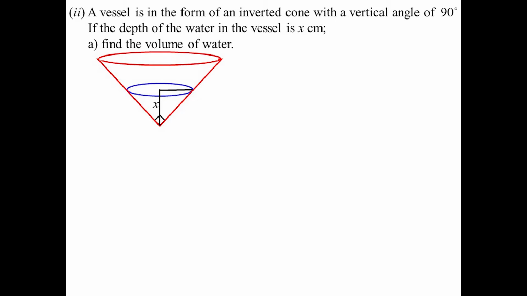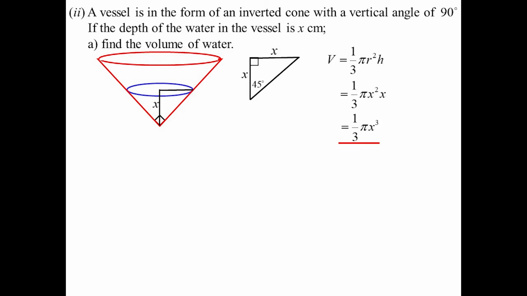All right, well, if it's the blue little cone here I'm trying to find, we know the h, we've got to find the radius. Well, if that bottom angle there is 90 degrees, then I must have a 45-degree right-angled triangle there that I've just drawn in, which makes it isosceles, so the radius must be x as well. So we get our 1/3 pi x squared times x, so we just have 1/3 pi x cubed. There's an expression for the volume.